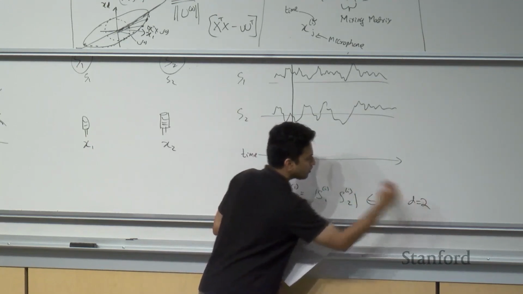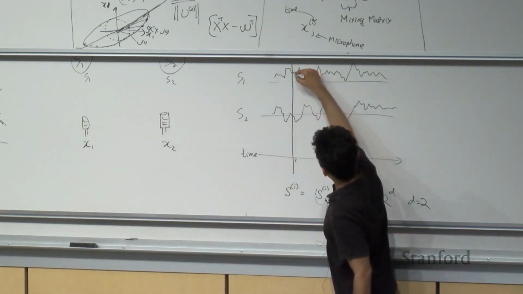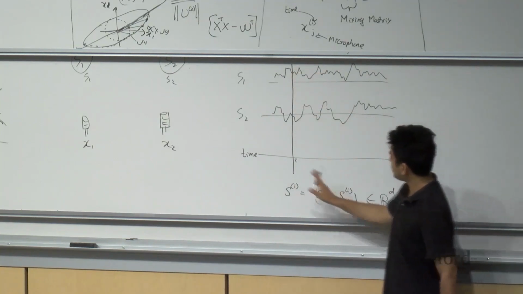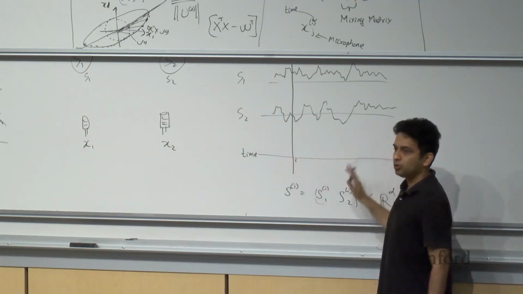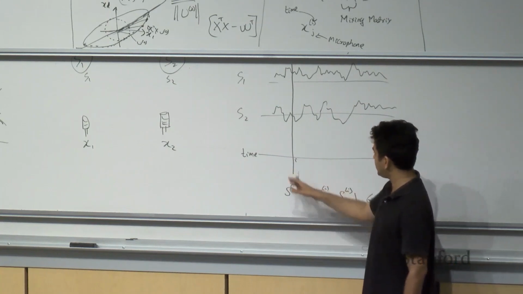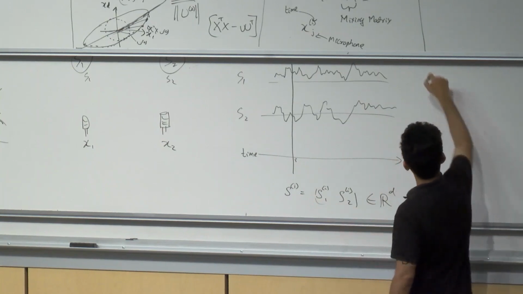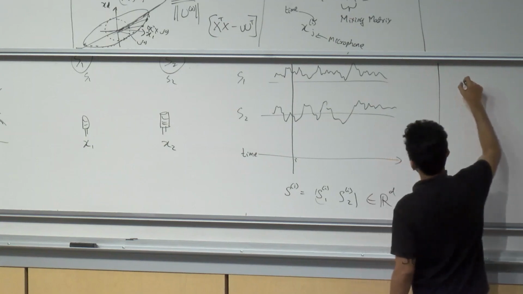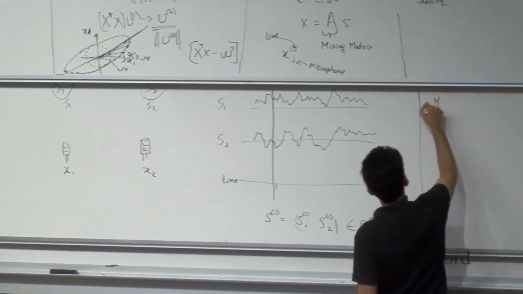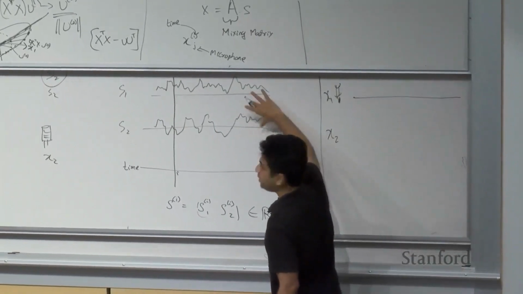Here D equals 2. S_i1 is this height, S_i2 is this height, and this is the time. So you can think of a snapshot in time as one example, and the amplitude of what each speaker is speaking at that time as the coordinate value of that example. Similarly, we have the two microphones, microphone 1, X1, X2, and each microphone is recording some linear combination of the two.